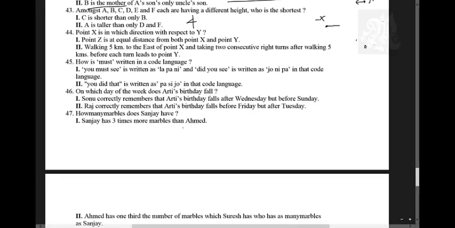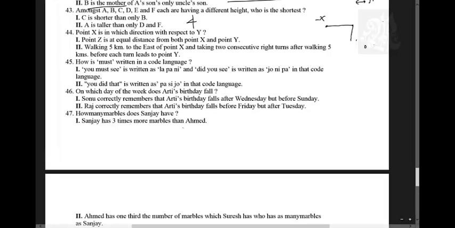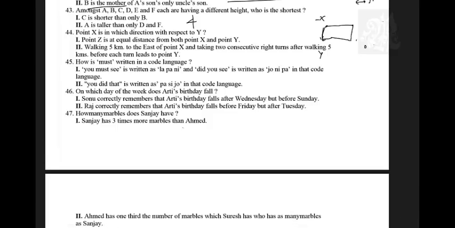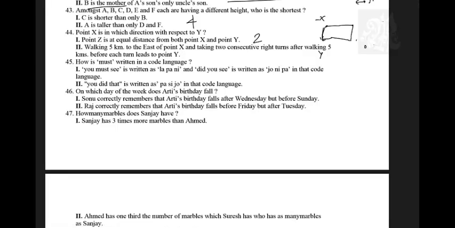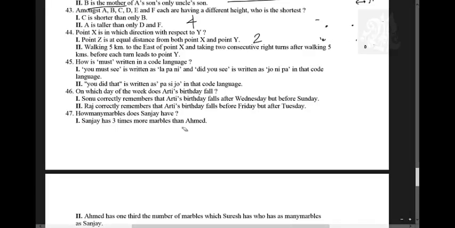Walking 5 kilometers east of point X. So let's say we start at X, move 5 kilometers east and take 2 consecutive right turns. First right turn will be down, and then left, which leads to Y. So you move 5 right, 5 left, and you reach Y. Where is Y with respect to X? You can find out. It is down, it is south. So the answer is 2 can answer and 1 cannot. Are we clear? Next question.